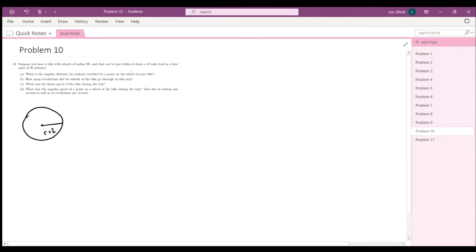Now, when it says that we've biked 10 miles, what you can interpret from that is that any point along the tire or the wheel would have moved around a circle a total of 10 miles. So that 10 miles represents the arc length that a point on the tire would have traveled. I'll call that S for arc length. S we know is 10 miles. And I should be careful with the units, so let me emphasize that here. So R is 2 feet.